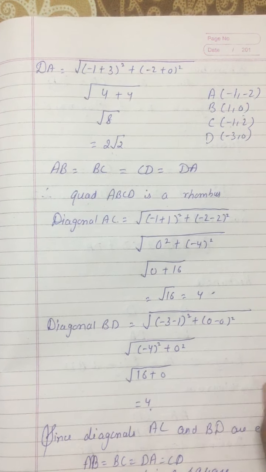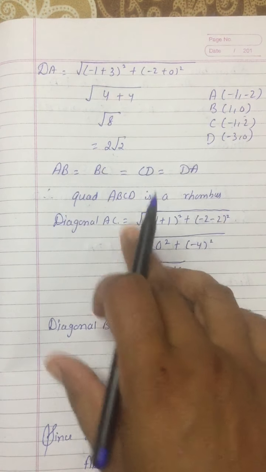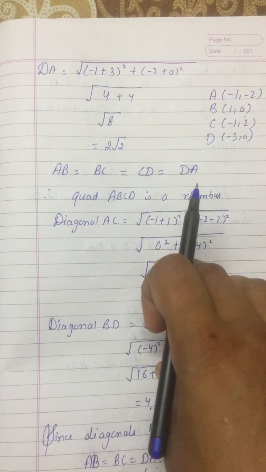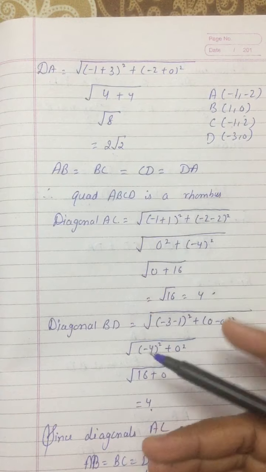So what is that? Now diagonals are equal, sides are equal. So this is not a rhombus. If the sides are equal, diagonals are not equal, it is a rhombus. But if a rhombus has equal diagonals, it will be a square.